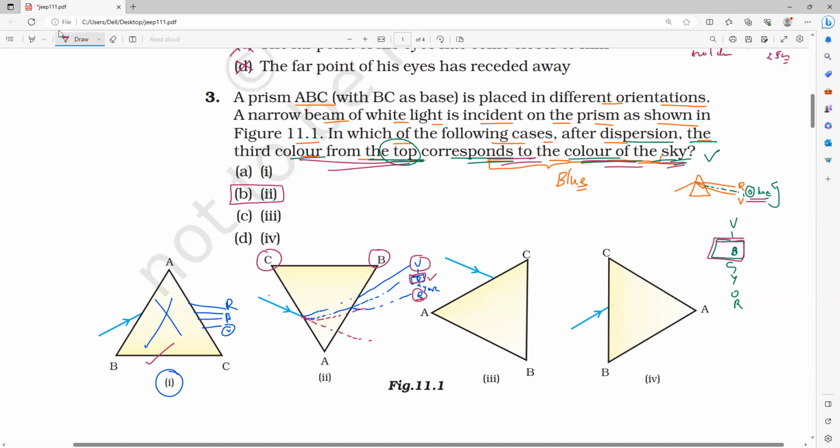So always, as I told you, they will bend towards the normal, towards the bottom surface. So that is what you can see. All the colors will be bending towards the bottom surface. So it is reversed. Red is minimum bending, violet is maximum bending. So from the top you can see VIB. B is the third color from the top, corresponding to the color of the sky. So that's all blue it is.